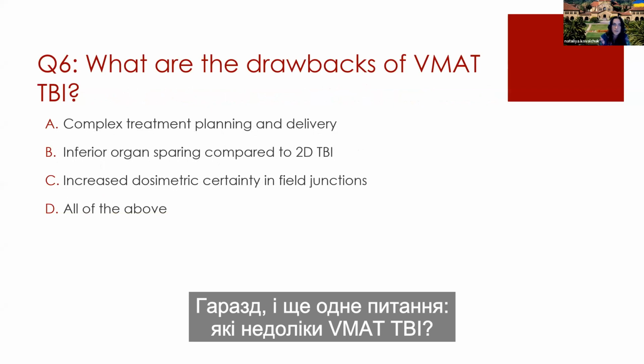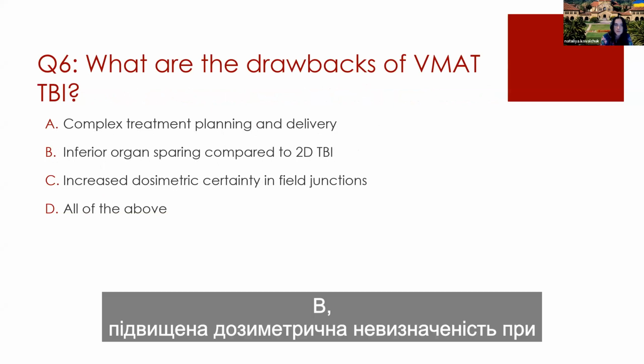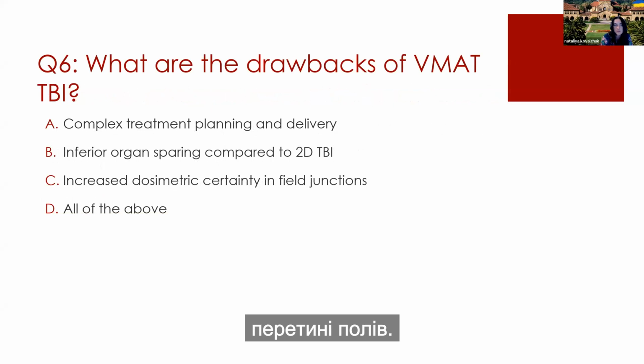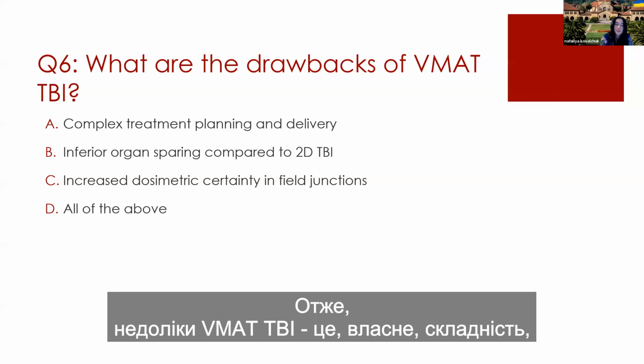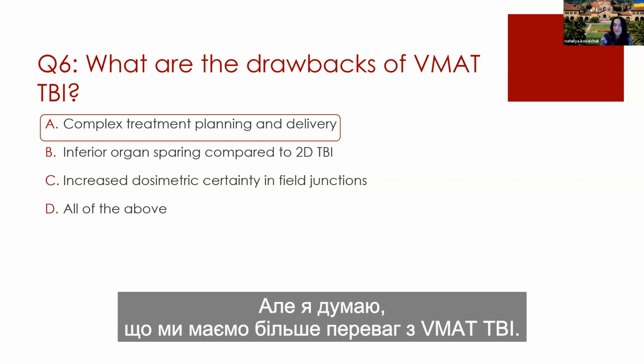Okay, and another question, what are the drawbacks of VMAT TBI? A, complex treatment planning delivery. B, inferior organ sparing compared to 2D TBI. C, increased dosimetric uncertainty in field junction. And D, all of the above. So the drawback of VMAT TBI is actually the complex treatment planning delivery. But I think we have more gains with VMAT TBI.